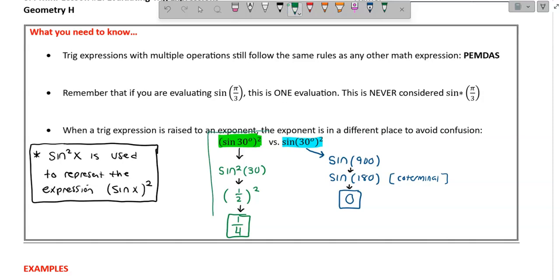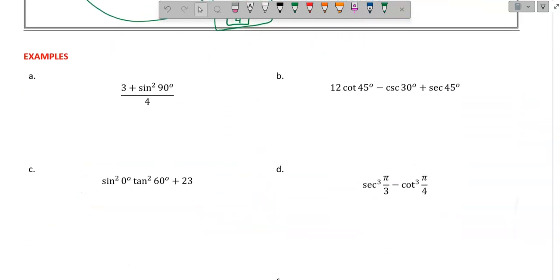So for this scenario right here, the green scenario, what we're actually going to do is use this notation instead. We're going to move the square symbol next to the trig ratio. What that basically means is evaluate the trig ratio first, then you square the answer. So this is common notation of what you're going to see moving forward. With that being said, let's look at some examples.